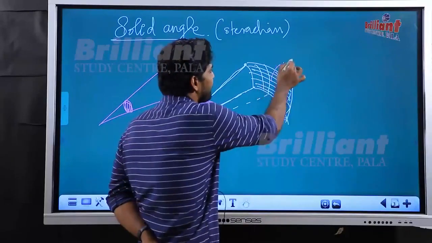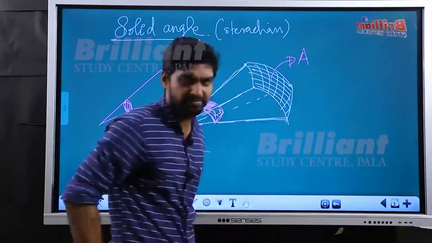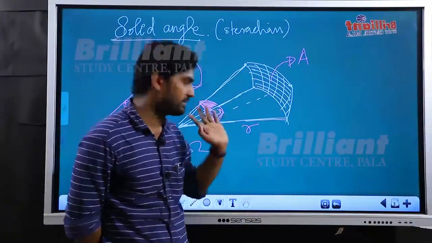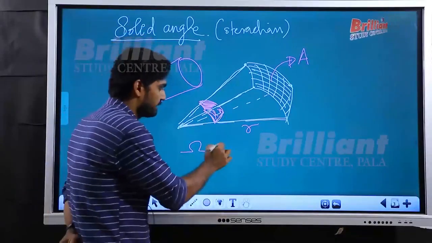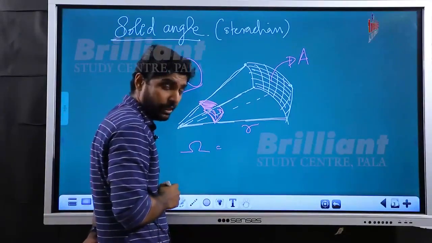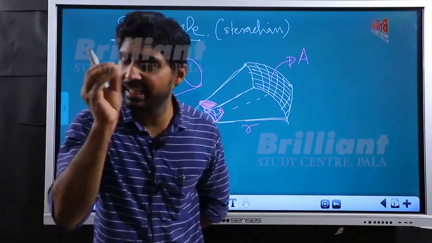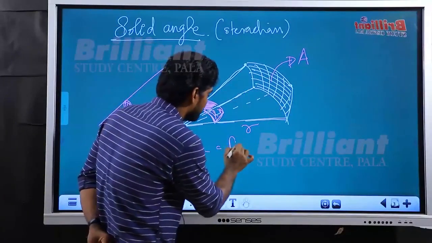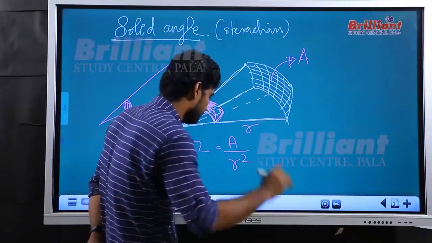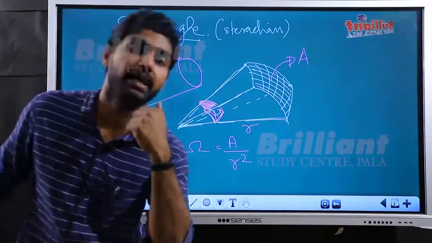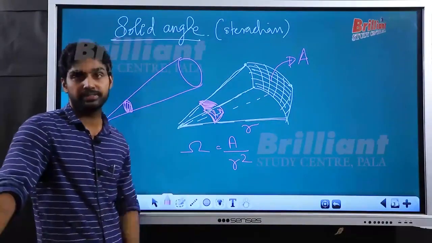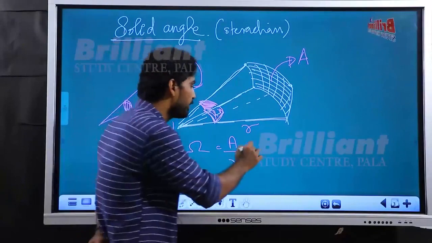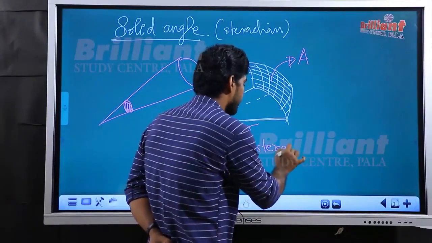Solid angle depends on this area. Suppose this spherical area is A, and the radius is R. Then solid angle is defined as, how did we define plane angle? It was arc length by radius. Here we do not have an arc length, we have an area. Solid angle is defined as the ratio of area to the square of the radius of the sphere, and that unit is what we call steradian.